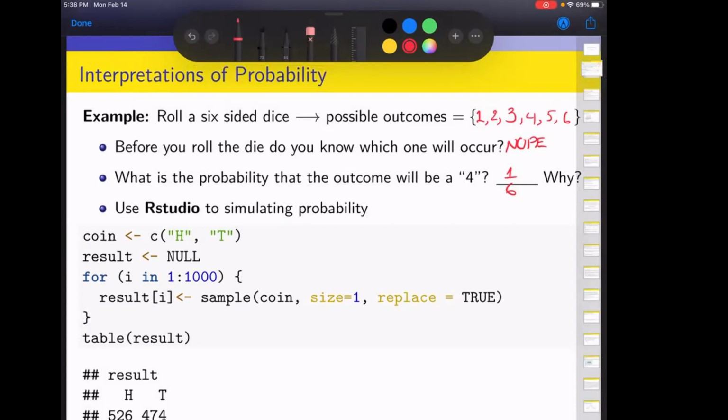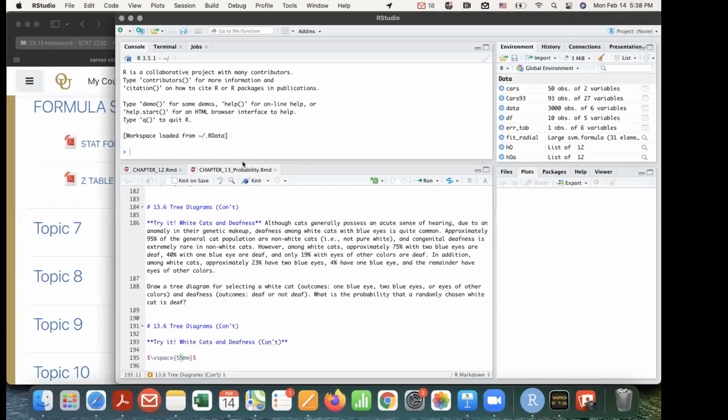I'll continue. Let me share my screen here. Share. All right, so here, I'm just gonna write on the thing here. I have to make it bigger so you can see.